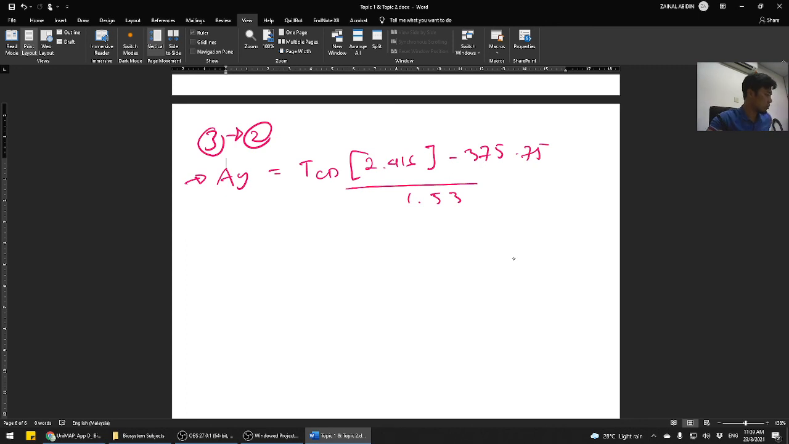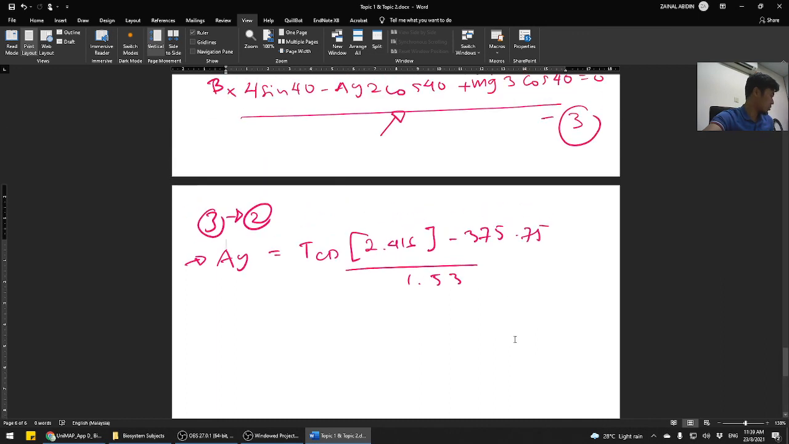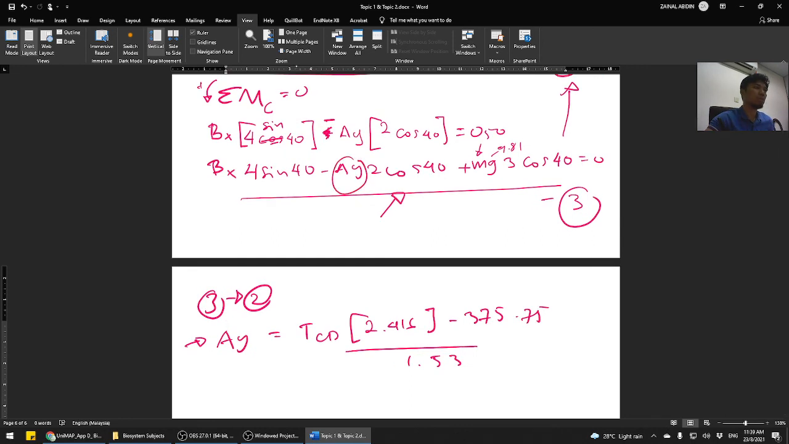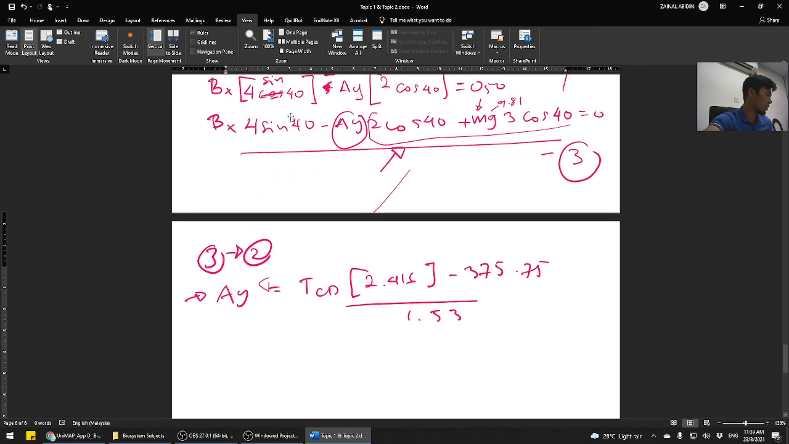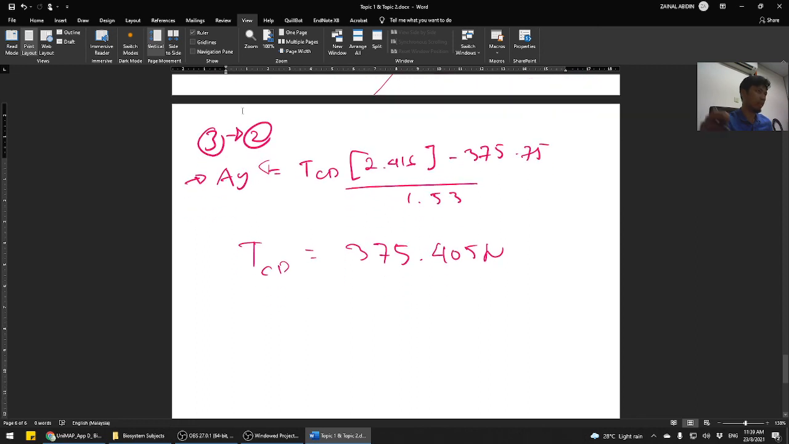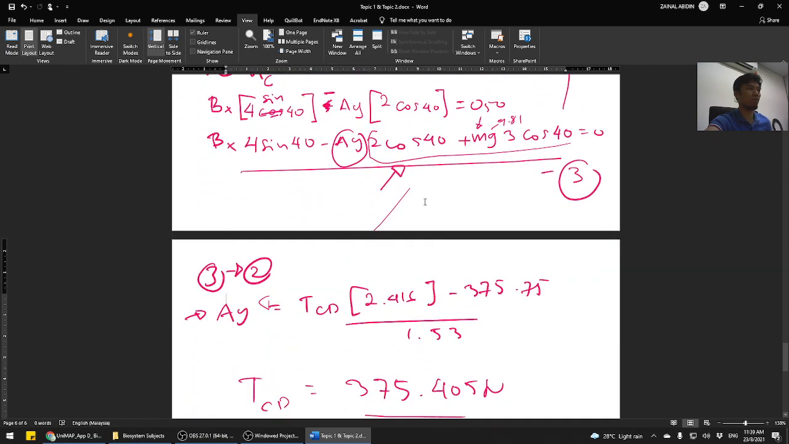So your Ay there and equation here, you can put all these and this, you rearrange it, you put it inside there. So later on you will simplify this equation to find the TCD, which is 375.405 newton.